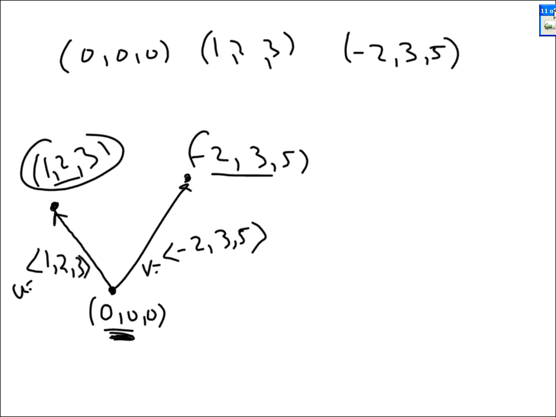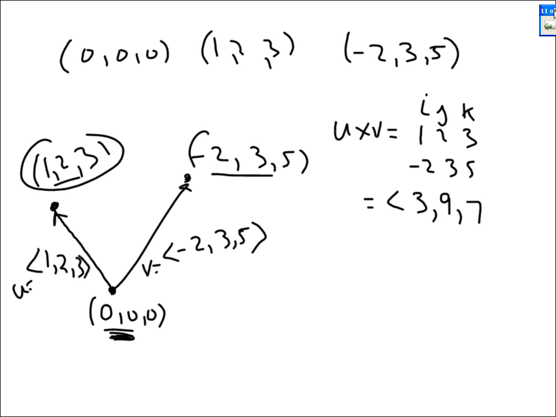Now, how might I go about finding the equation of the plane? Well, what I want to do is cross u and v. I want to cross 1, 2, 3 with negative 2, 3, 5, with i, j, and k. You do the spaghetti method and actually have this worked out. You get 3, 9, negative 7.